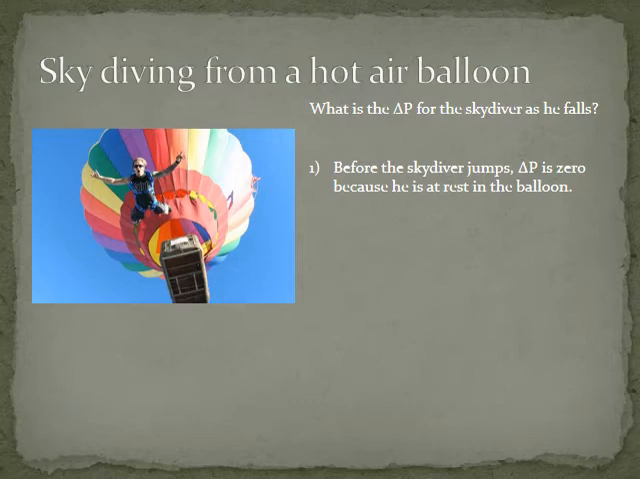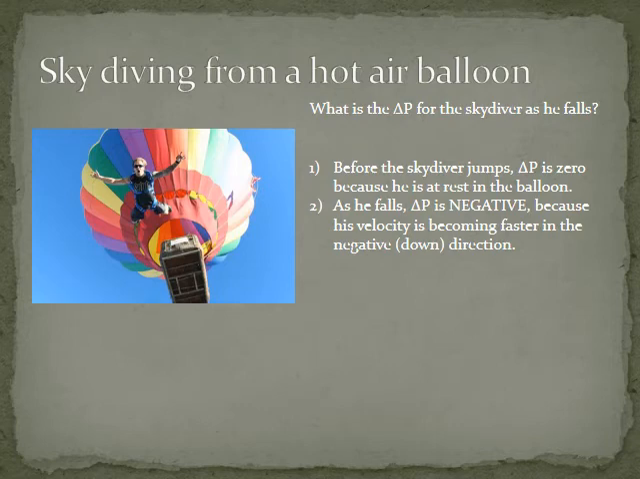And in that case, before the skydiver jumps, DeltaP is going to be 0 because he is at rest in the balloon. He's just standing there. His velocity is 0 and it doesn't change. So DeltaP is also going to be 0. Then the skydiver jumps out of the balloon.